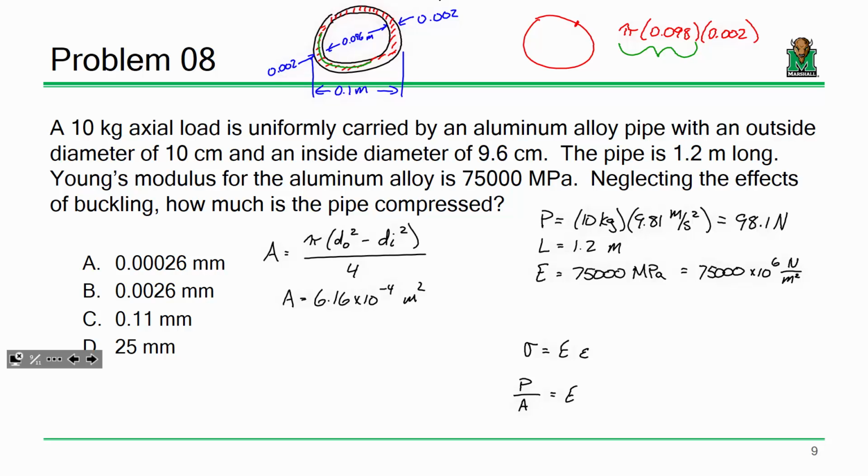It is the change in length over the original length, right? Remember, it's sort of the percent of how much you elongate. So I can say that this is the change in length over the original length. And what am I after? I'm after how much the length changed. So plug and chug, or rearrange, and I get delta equals PL over EA.